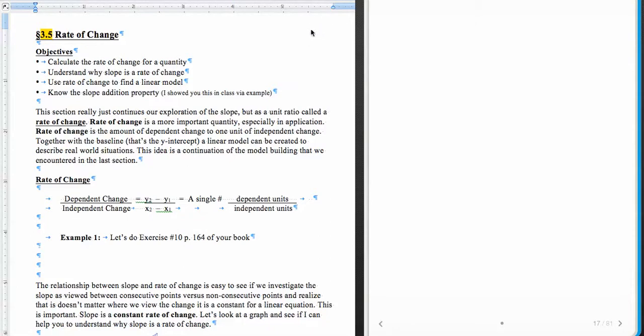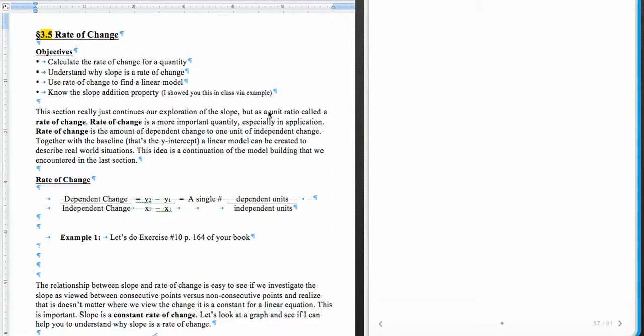Alright, this is our first lecture on section 3.5, rate of change. Our objectives are going to be to calculate a rate of change for a quantity, understand why slope is a rate of change, and use rate of change to find a linear model, and then also to know this slope's addition property. So first of all, a unit ratio of the slope is called a rate of change.